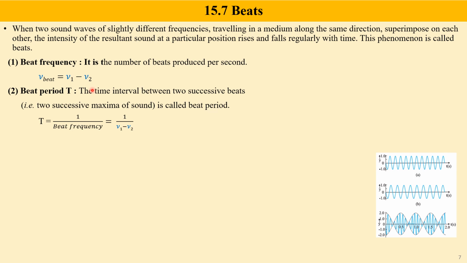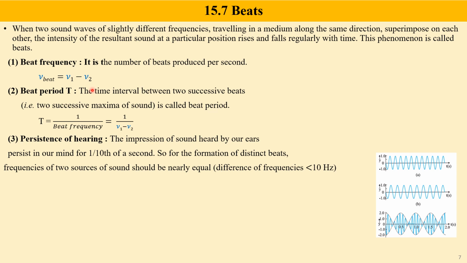Beat period T is the time interval between two successive beats, that is, two successive maxima of sound. That is the beat period, and it is represented as capital T. Beat period capital T is equal to 1 over beat frequency, that is equal to 1 over nu1 minus nu2.